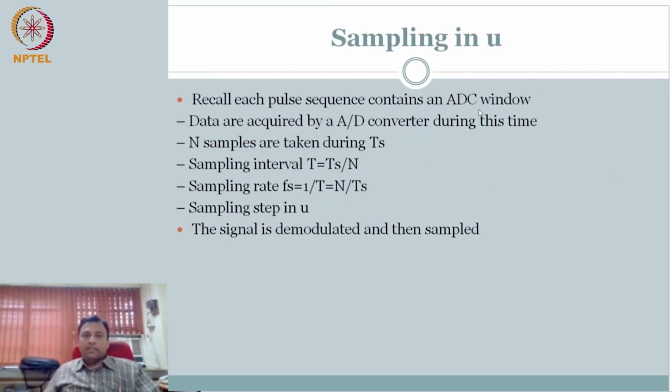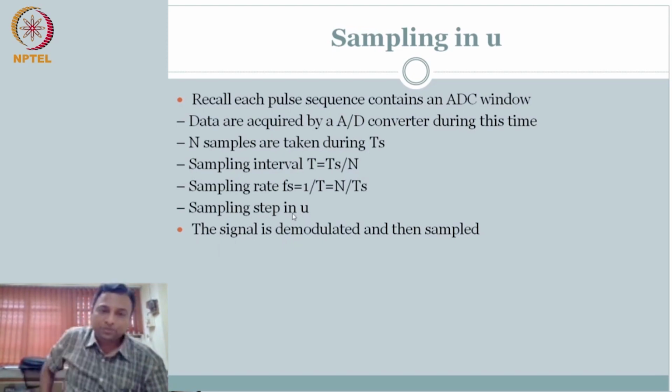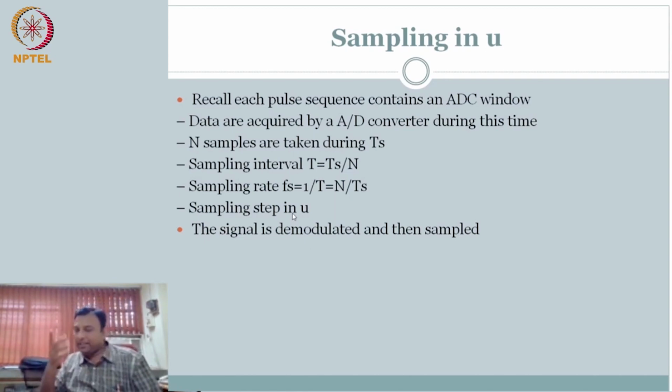So recall, each pulse sequence contains an ADC window. Data are acquired by ADC. If you have n samples over TS, then that red capital T that we showed in the previous slide is nothing but the total acquisition time TS divided by the total number of samples. So your sampling interval, sampling rate, sampling frequency is 1 by capital T or n by TS. So the sampling step in U gets you your delta U. In the U direction, how you step, that's delta U.